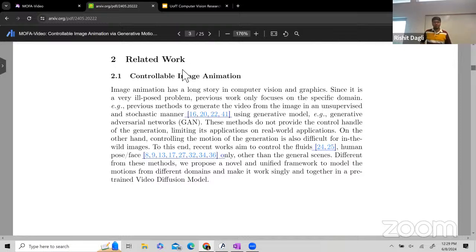So what is a pre-trained video diffusion model? This model has been pre-trained on a large data set of videos to learn the probabilistic patterns of video generation, and it uses diffusion processes to gradually transform noise into coherent video sequences, guided by the learned patterns. In the image to video diffusion models, I'll cover two examples: DragNUWA and MotionCtrl.